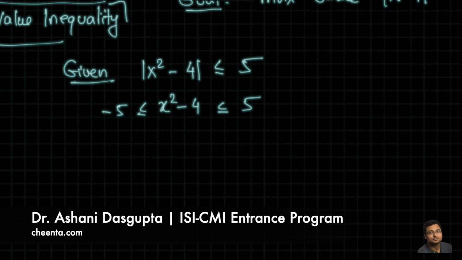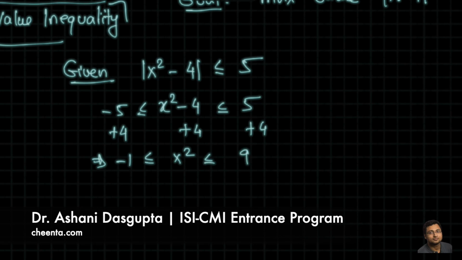Of course, if it's less than -5, let's say -6, then if you take the absolute value of it, its value will be greater than 5, which you don't want. So removing the absolute value sign, you have -5 on the left hand side and +5 on the right hand side. Let's add 4 to all sides. So we get -1 less than or equal to x squared less than or equal to 9.